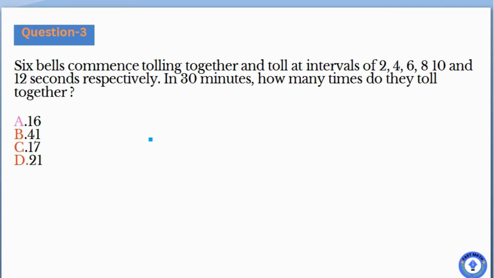Let's move to the third question. Six bells commence tolling together and toll at intervals of 2, 4, 6, 8, 10 and 12 seconds respectively. In 30 minutes, how many times do they toll together?